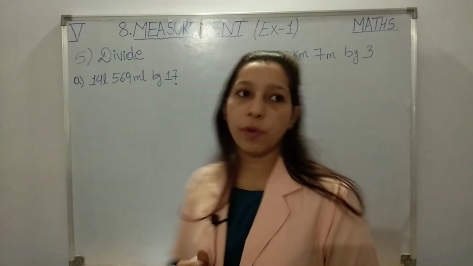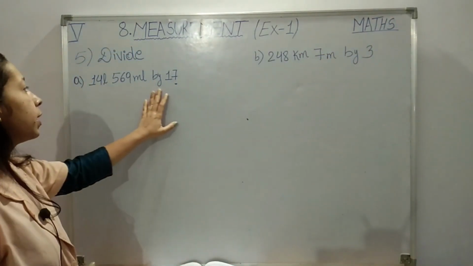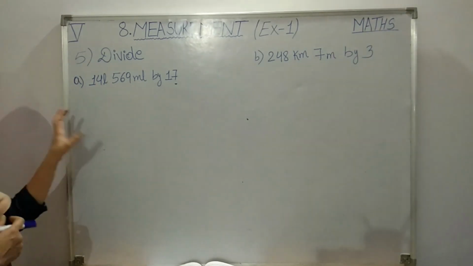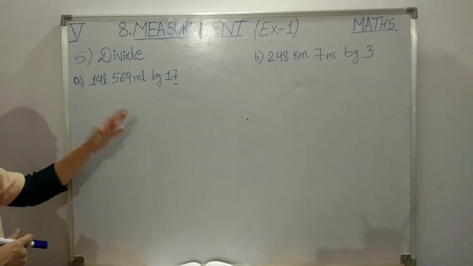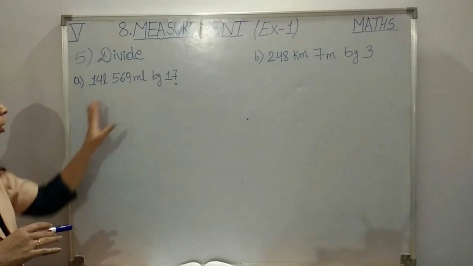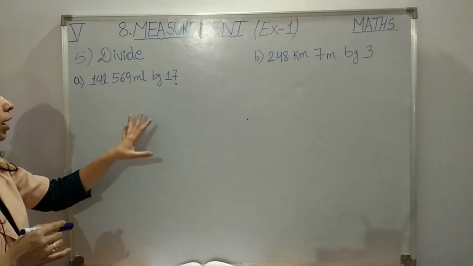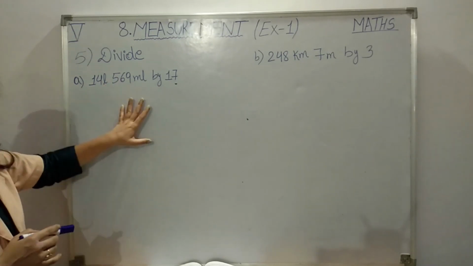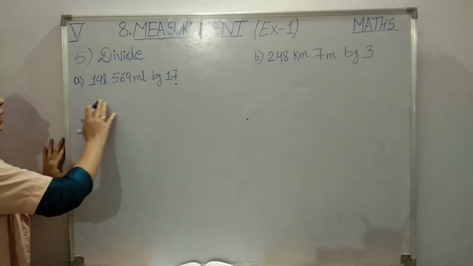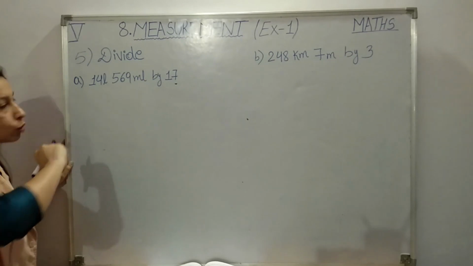So students, question number 5, divide. You can see 14 liters 569 milliliters divided by 17. Students, either you can make columns and divide, or you can convert and then divide. For division questions it's better to convert the values and then divide. Okay students, so here we will be converting the greater unit into smaller unit, or you can do vice versa also. So here, 14 liter 569 milliliter, I will be converting the greater unit into smaller unit.